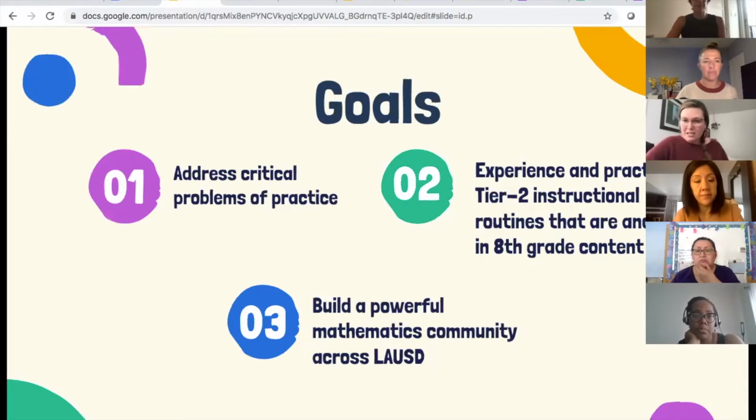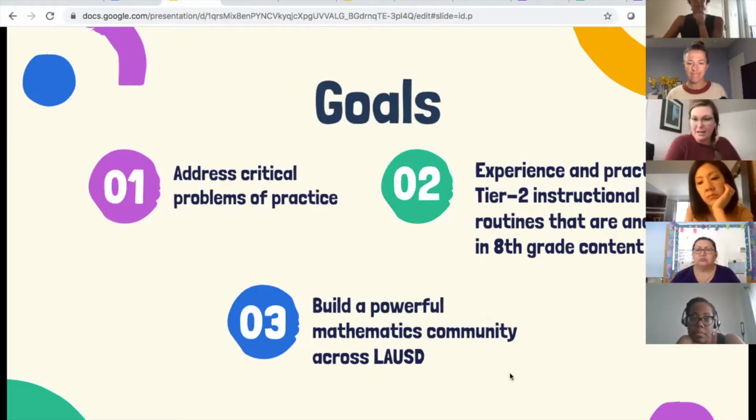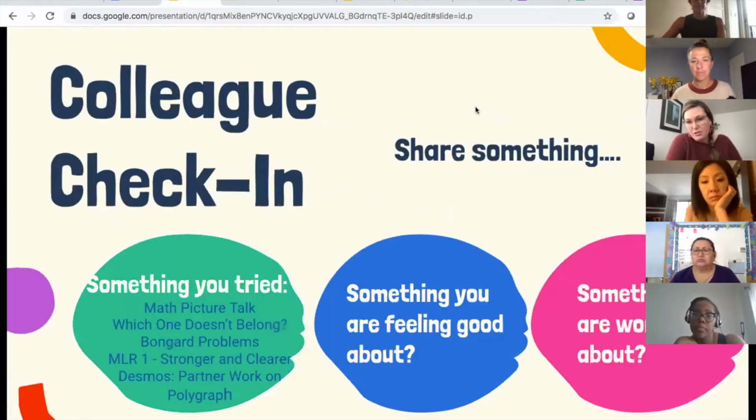So as always, there are 3 goals. The first one is addressing a specific problem of practice, as I just mentioned. The second is we always like to let you experience these strategies as learners. We always use 8th grade content. And then really the most important, and what has been so beautiful to see over these last couple sessions, is just building a community amongst yourselves in LAUSD. There's been some great connections made between you, and it's just really fun to see you all collaborate as colleagues.